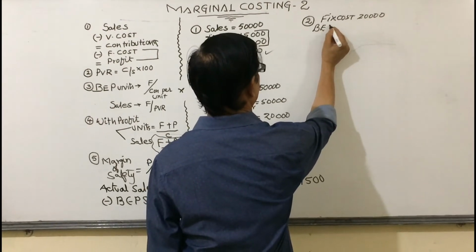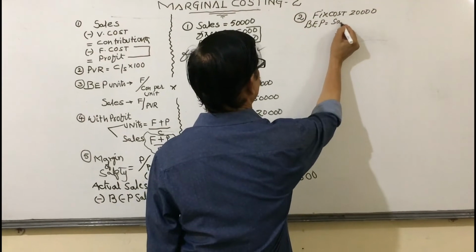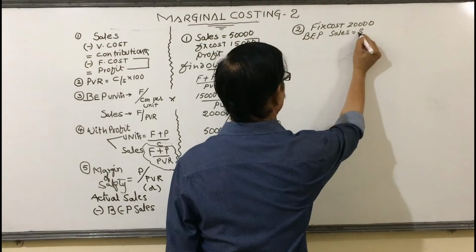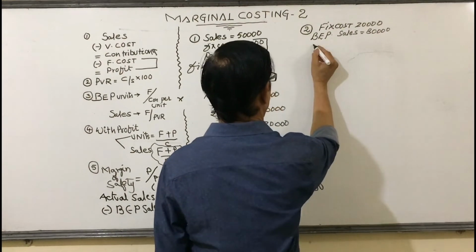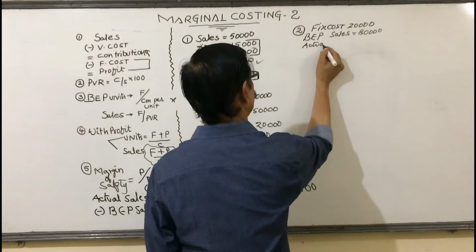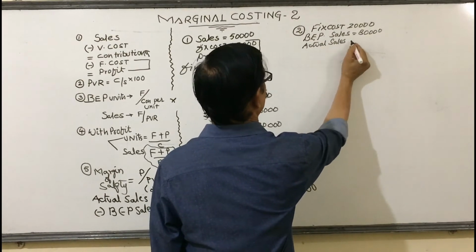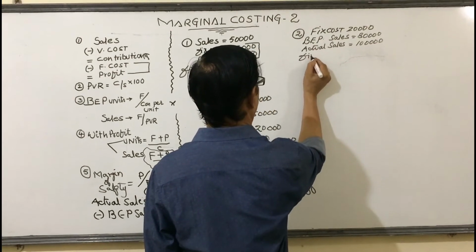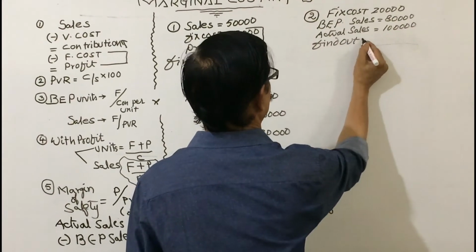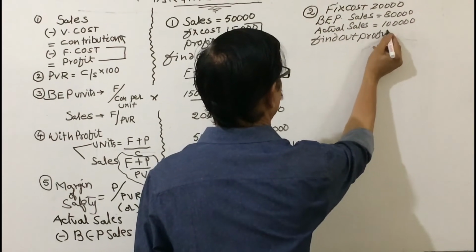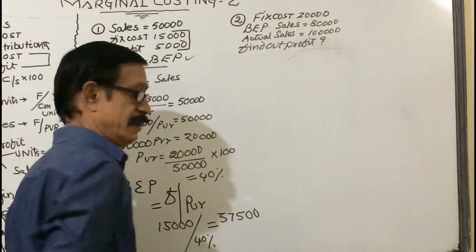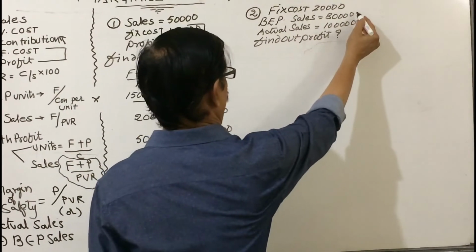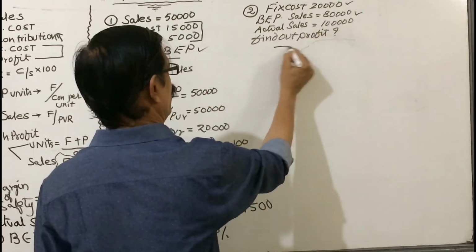Break-even sales is equal to 80,000. Actual sales are 1 lakh. Find out profit. Well, dear students, here break-even point is available, fixed cost is available.